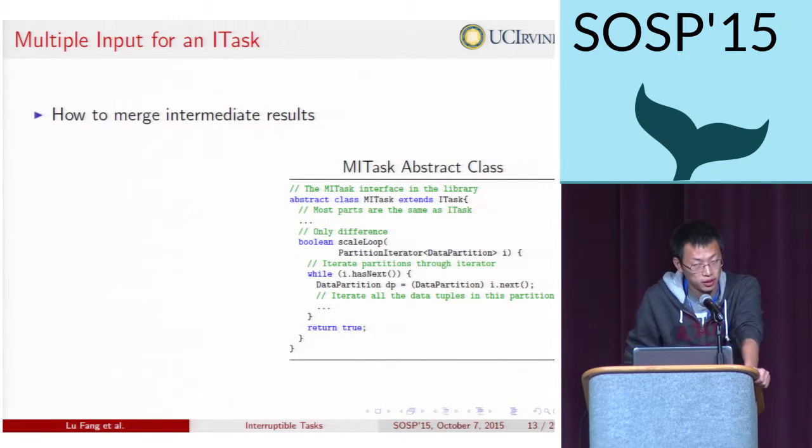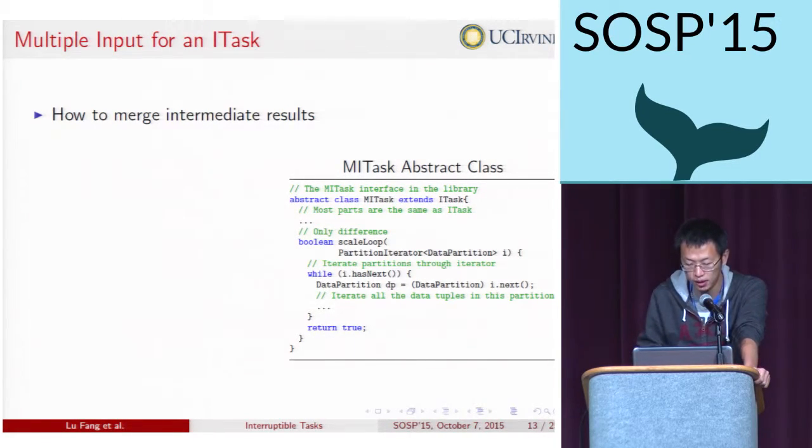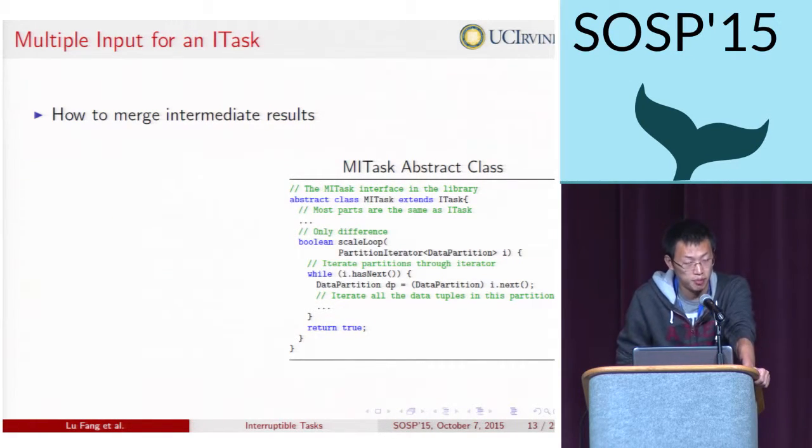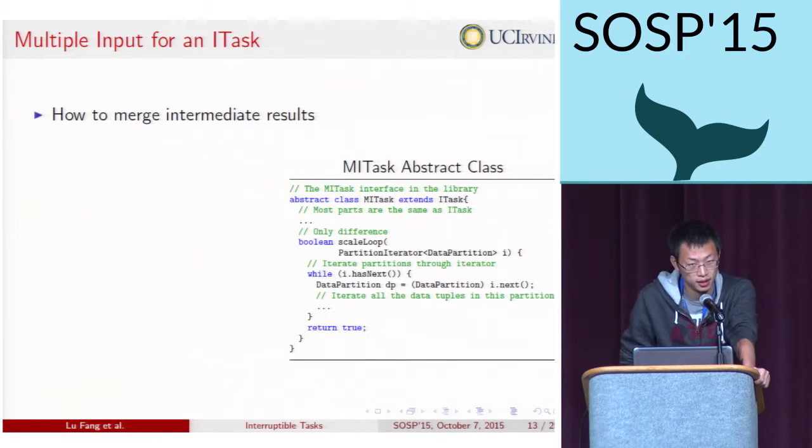Using a normal ITask cannot solve the problem because the scale loop only takes one data partition. To solve this problem, we propose MITask. Most parts of MITask are the same as ITask. The only difference is that in MITask, the scale loop takes a partition iterator. That means we take multiple data partitions as input. In the scale loop, it will iterate over all the data partitions and aggregate the data. Also, we will check the memory pressure before we process each data tuple.